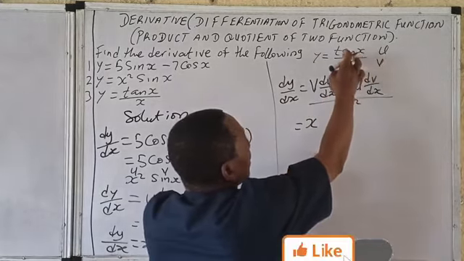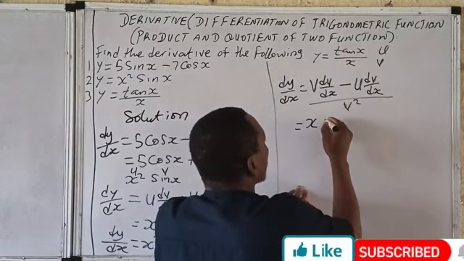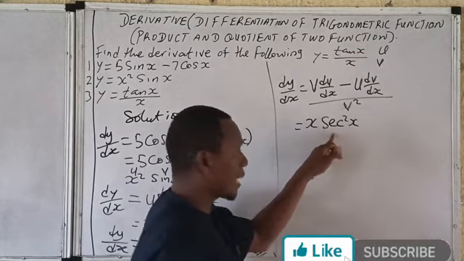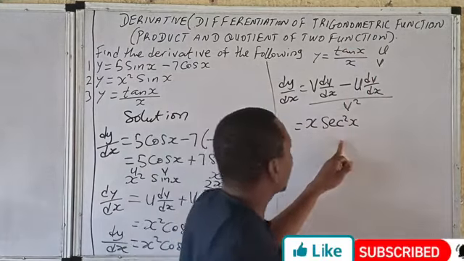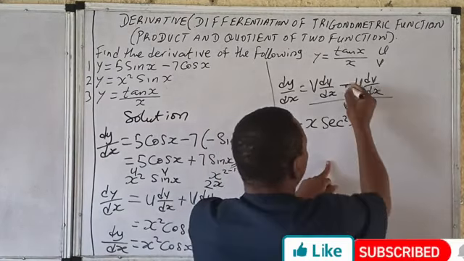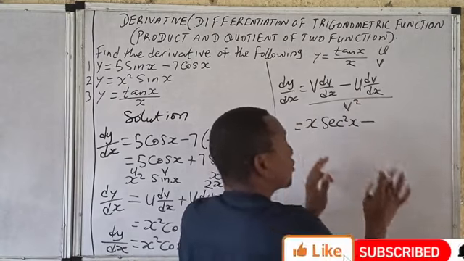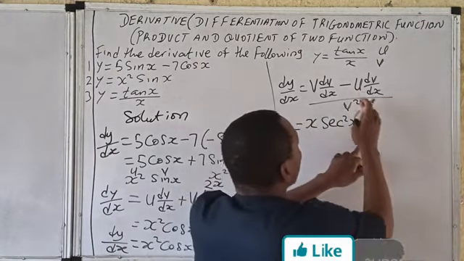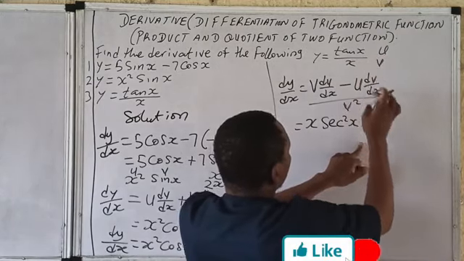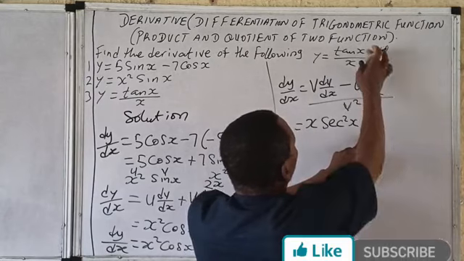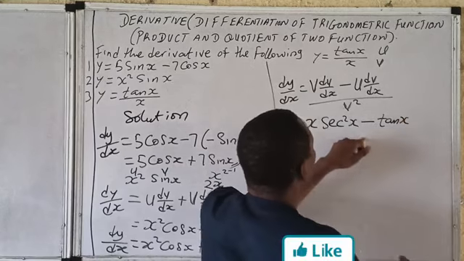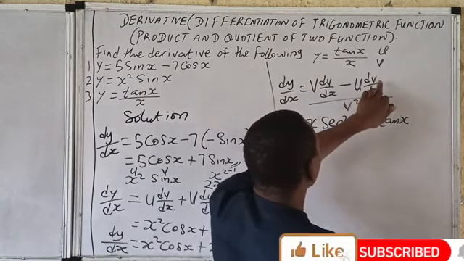If you differentiate tan x, what will it give you? Sec squared x. Sec means secant. Please take note of that. So secant squared x. You can watch part 1 of this video, all these things are explained there. Now, pick u. What is u? Tan x. After that, you differentiate v.